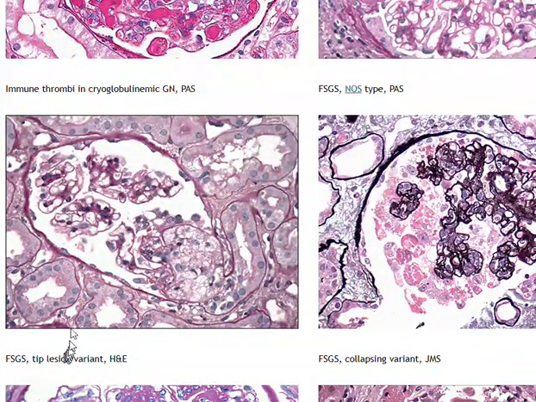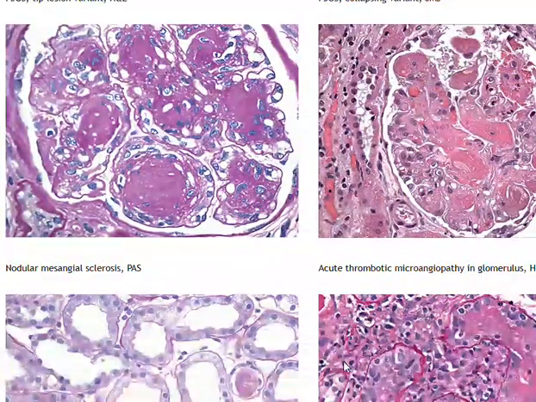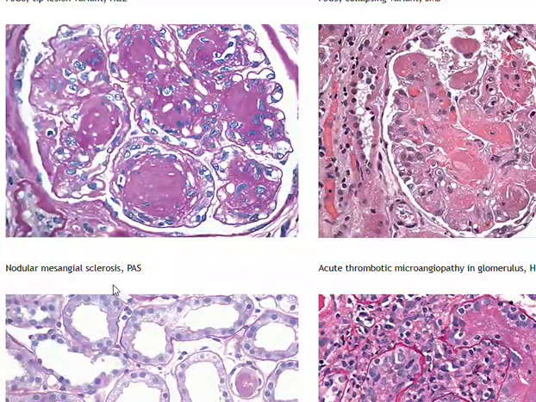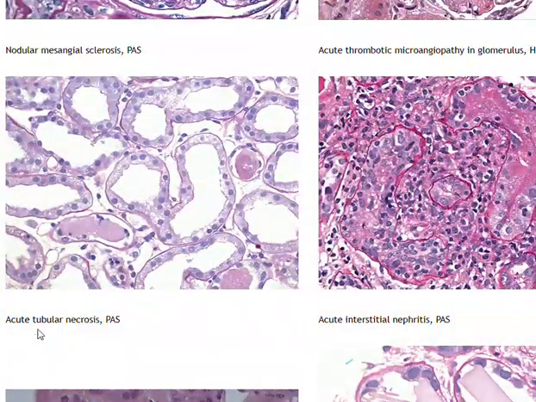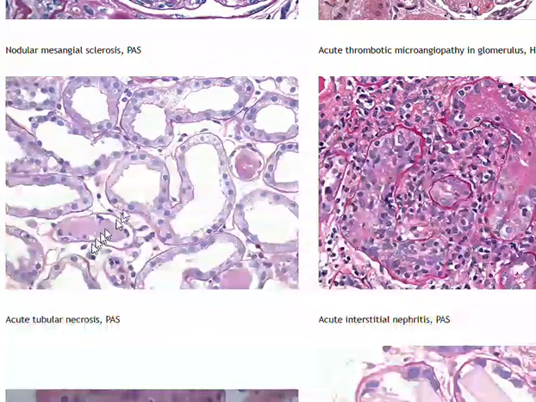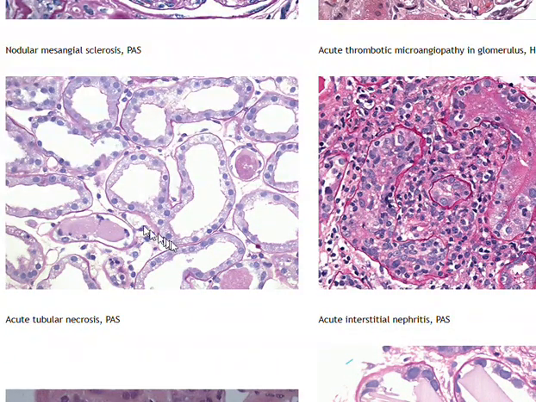Here we see FSGS, not otherwise specified type, on PAS staining. Here we see FSGS tip lesion. Here we see the collapsing variant of FSGS. Nodular mesangial sclerosis, PAS positive, and then acute thrombotic microangiopathy in a glomerulus on H&E. Right here, you can see these red, I think RBCs, and then acute tubular necrosis with PAS staining.